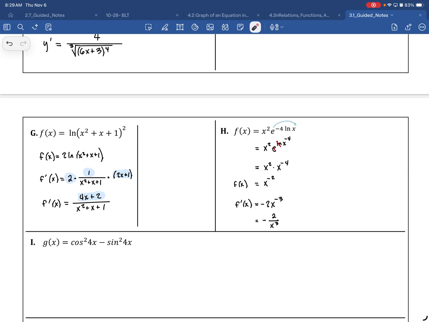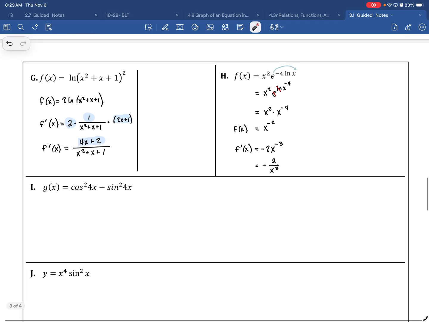How much time? Is this a good time to stop? That's a good time to stop.